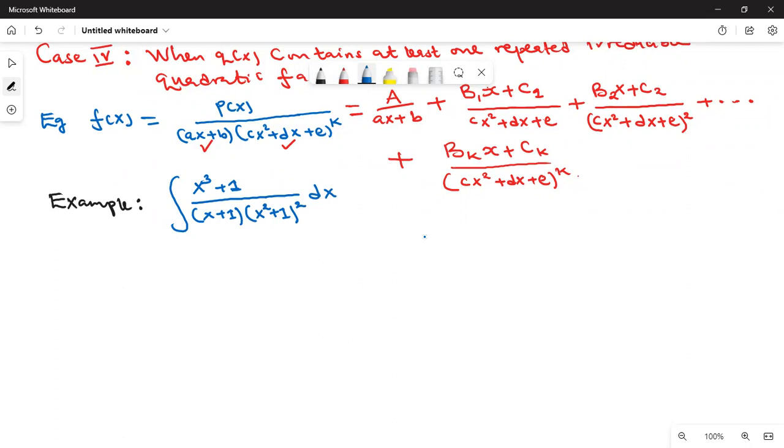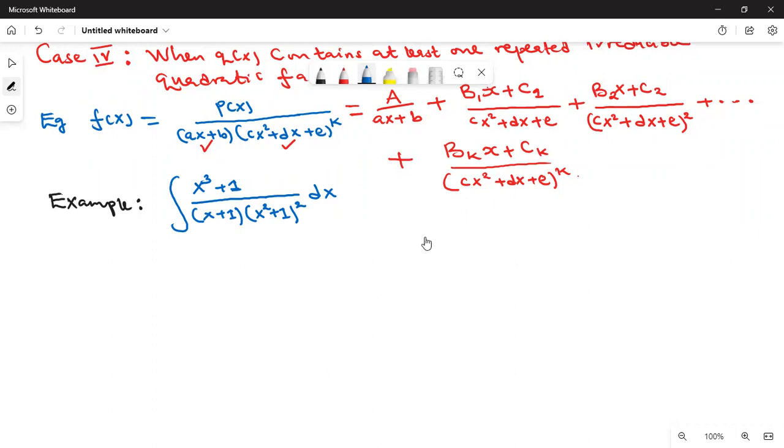Now look at our denominator. x plus 1 is a linear factor, and x squared plus 1 squared is a quadratic factor that has been repeated twice, because of the square there. So it means we are going to get 3 fractions: 1 for the linear factor and 2 for the quadratic factor, which has been repeated twice. So how do we work it out?